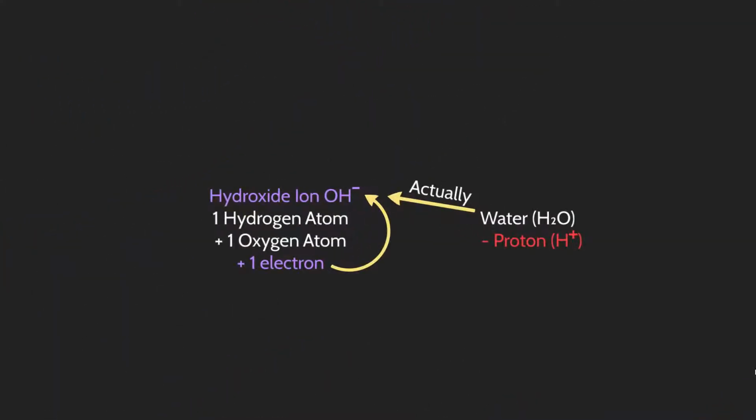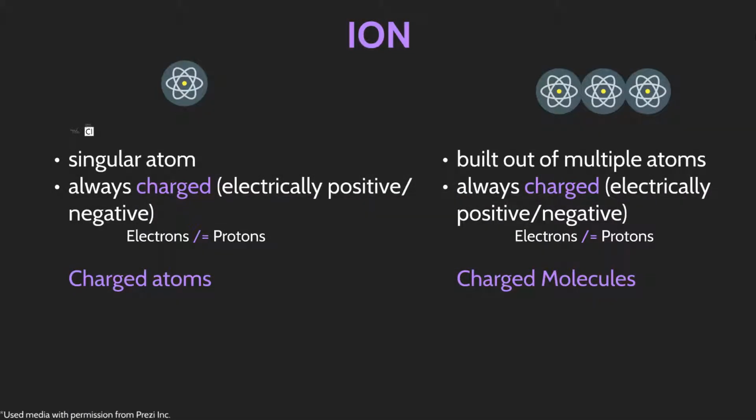Now let's get to the difference between molecules and ions. I have a hydroxide ion which, in comparison to the water molecule, has lost a proton. The proton in this case is a positive charged hydrogen ion. As a consequence, the hydroxide ion has one electron too much. Remember, molecules are uncharged, ions are charged.